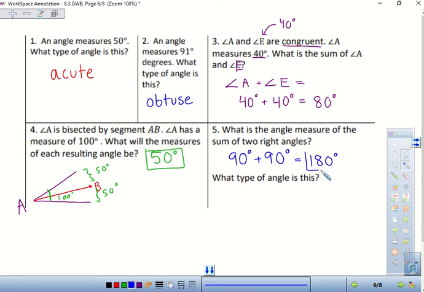Obtuse. Doesn't obtuse mean fat? Go look at your classification again. What do you think? A 90 plus a 90 is 180. What's a 180 degree angle classified as? Obtuse. No, a straight angle. Thank you.